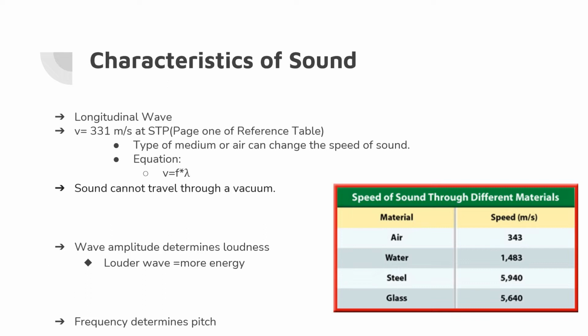Now, the type of medium, or how dense the air is, can change the speed of that sound. We have an equation to determine this. Our equation is v equals f times this Greek letter lambda. v is your velocity, f is your frequency, and lambda is your wavelength.